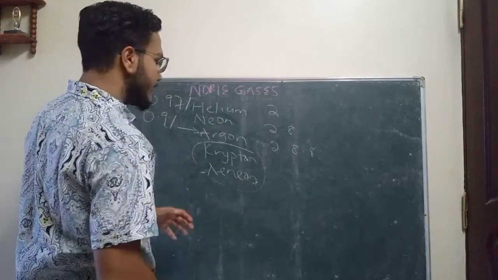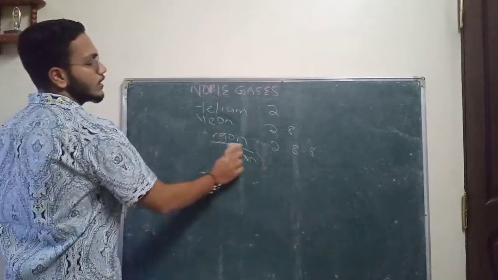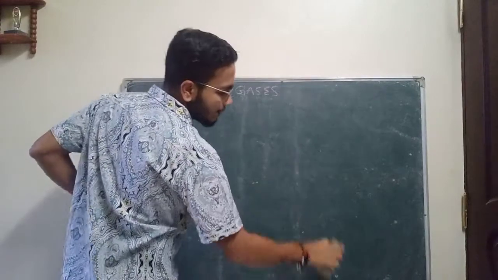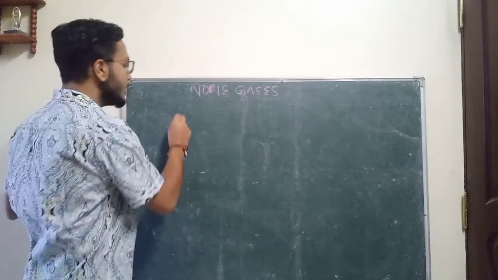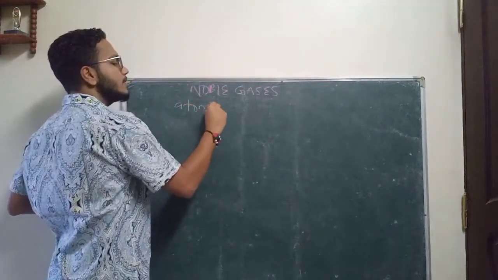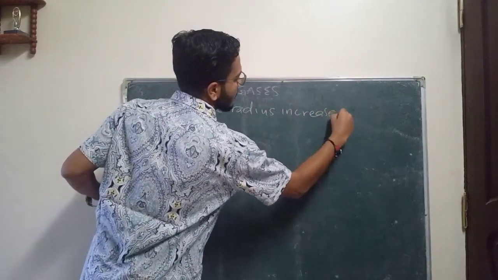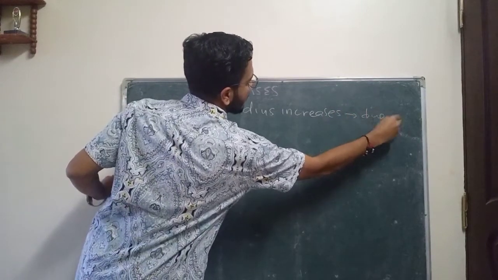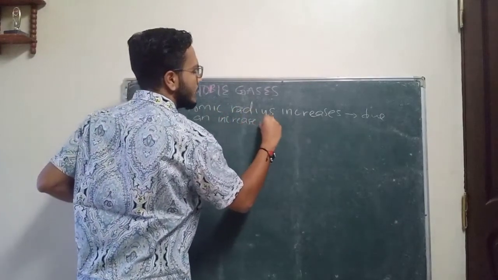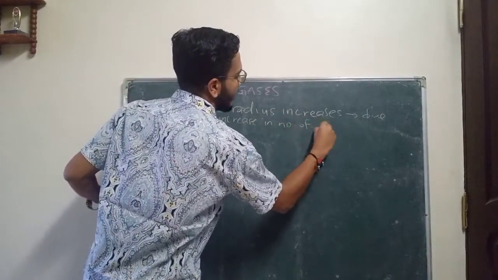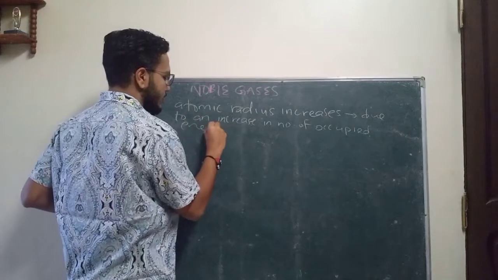Noble gases show an increase in atomic radius, as I told you in the previous lesson, in all the groups in the periodic table. Every group, the trend shows an increase in atomic radius due to increase in number of energy levels. Atomic radius increases due to an increase in number of occupied energy levels.